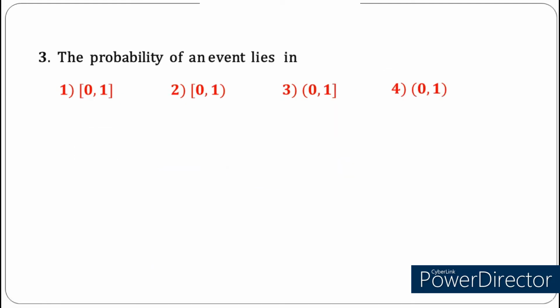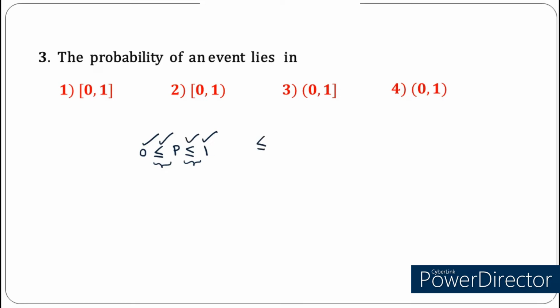The probability of an event lies in, and as I told, let's represent probability using P. The value of probability is between 0 to 1, right? And probability can be 0, yes, because for an impossible event probability is 0. For a sure event probability is 1. So we can write less than or equal to, less than or equal to. So here both sides are included.